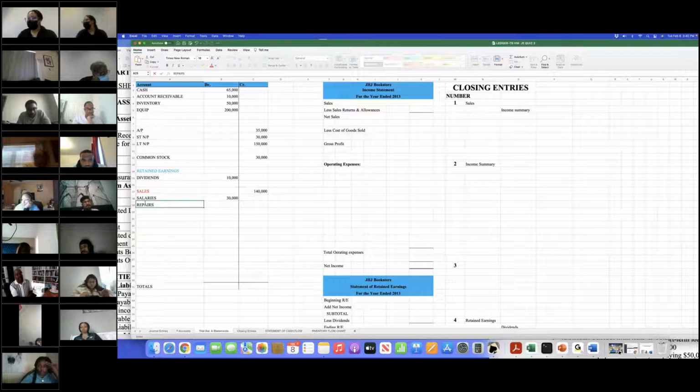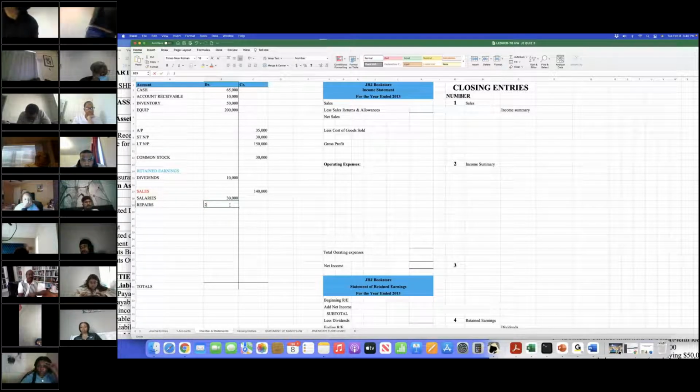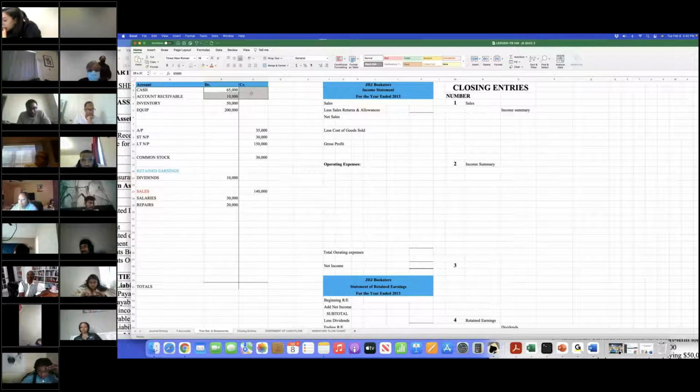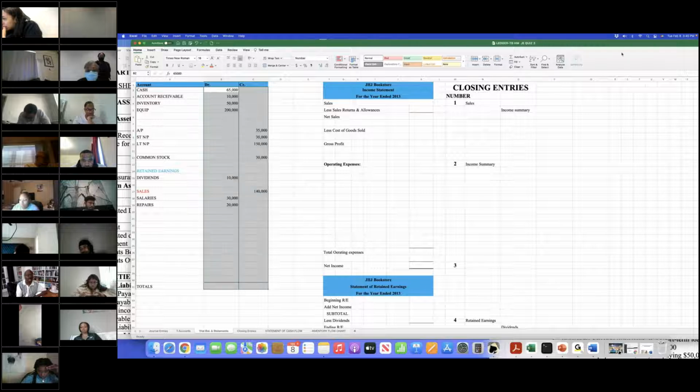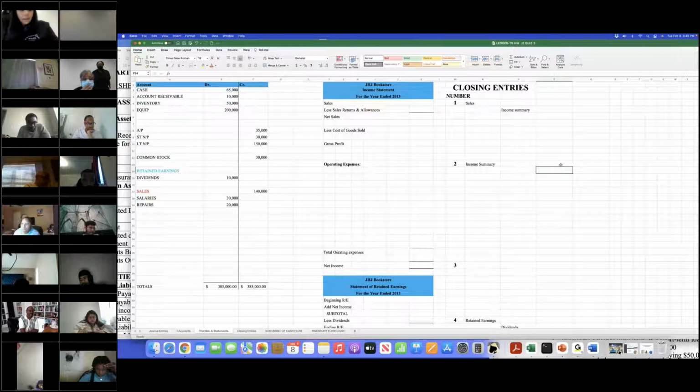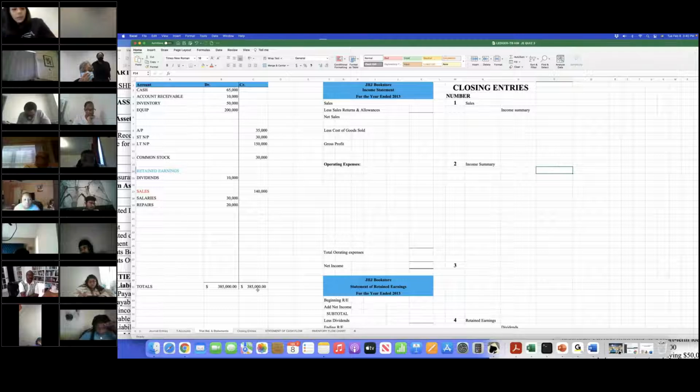So now we've got the balances in every account, and for our equation to hold, the debits have to equal the credits. So we just come down here and hit autosum, and we get $385,000. So you always want to hit autosum and get your ending amount.